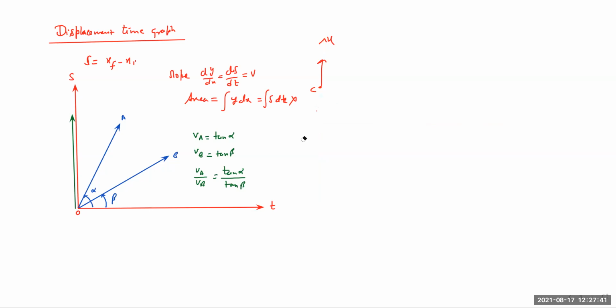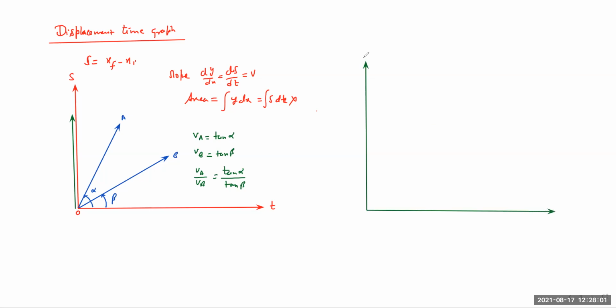So I hope you are getting the difference between displacement and position. In displacement, every line we must draw from the origin. You cannot draw something else from the origin. Now a displacement-time graph can be accelerating also. It need not always be decelerating or uniform.